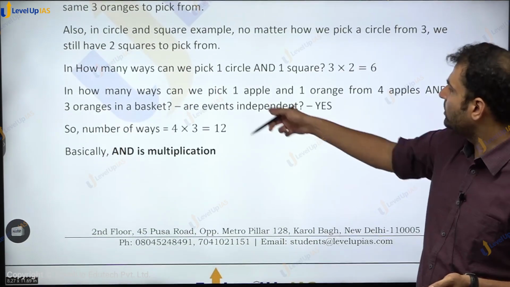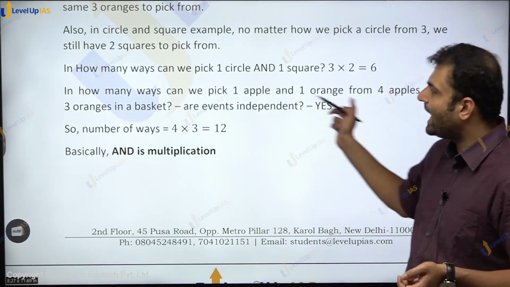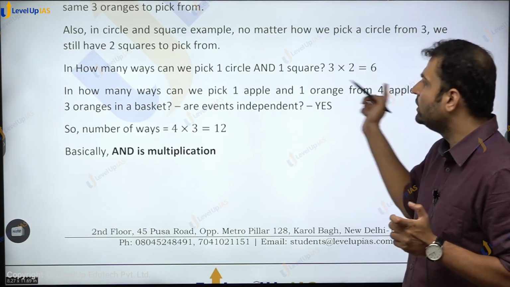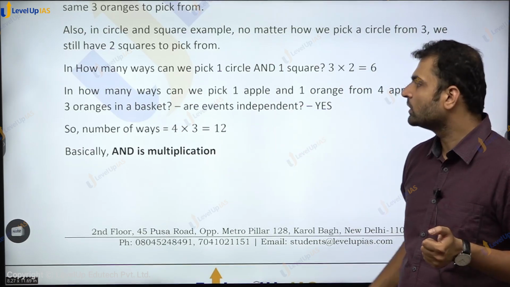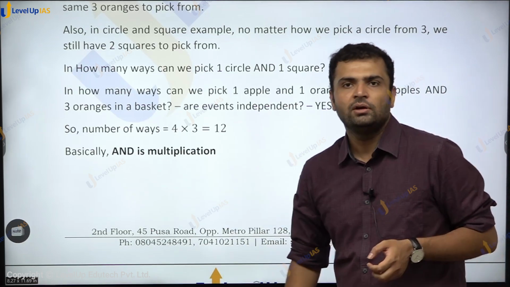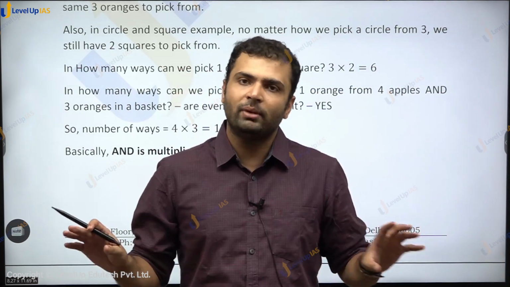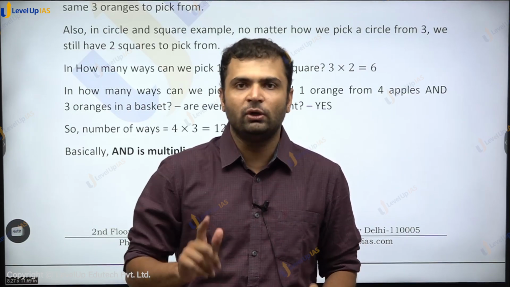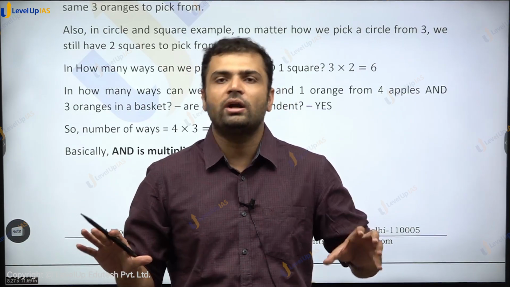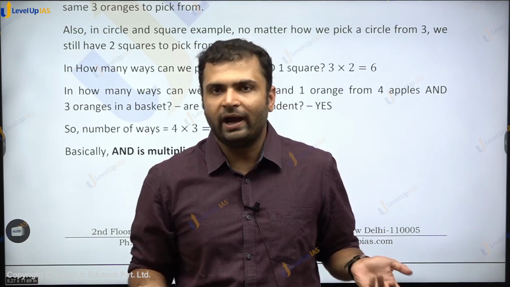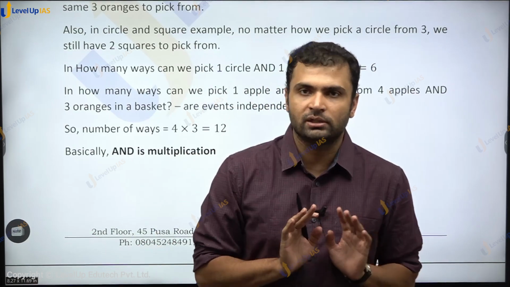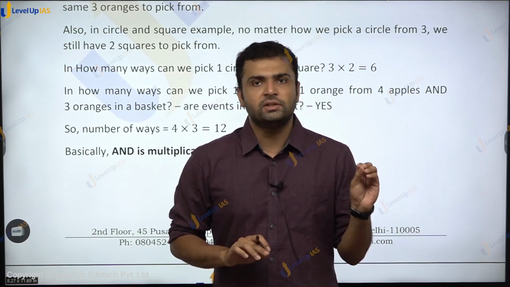In how many ways can you pick one apple and one orange from 4 apples and 3 oranges in a basket? 4 into 3. So this is 12. Basically, and is multiplication. Whenever I have to do task 1 and task 2, I multiply things. Whenever I have to do only one, task 1 or task 2, I add the things. That is the addition principle and the multiplication principle. I hope this is clear.